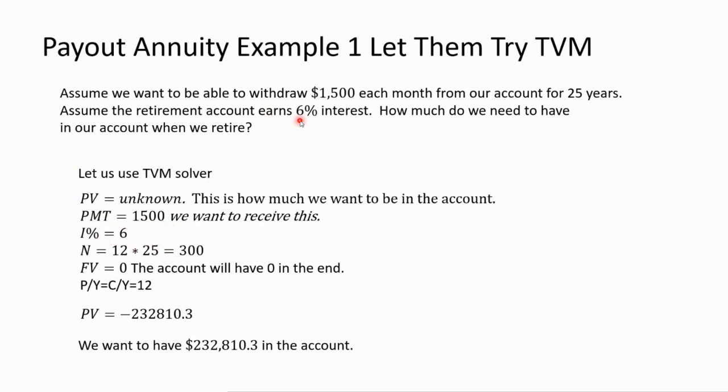Capital I is 6%. As you can see, you leave that as a percent here. Capital N is little n times t. Little n is how many times it's compounded a year. We're making withdrawals each month, right? So by our assumptions, it's going to be compounded each month, 12 times a year. That's where this 12 comes from.